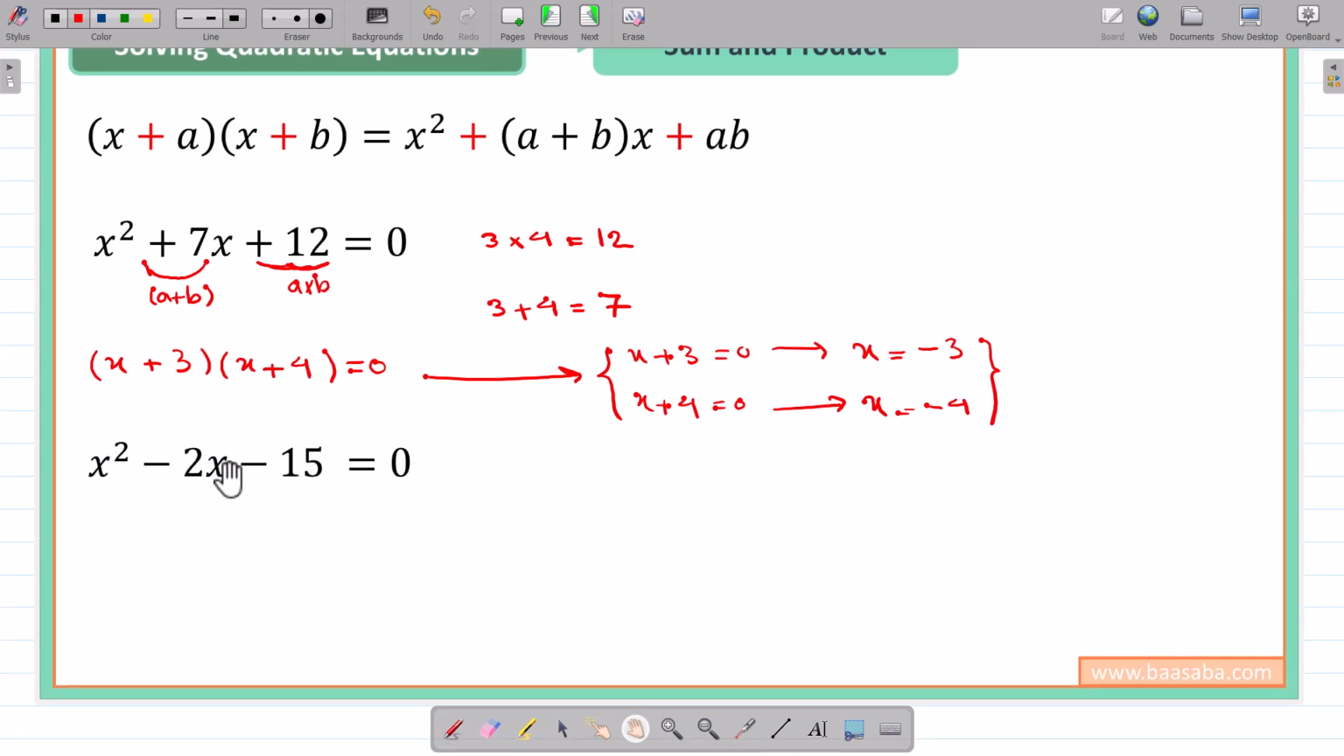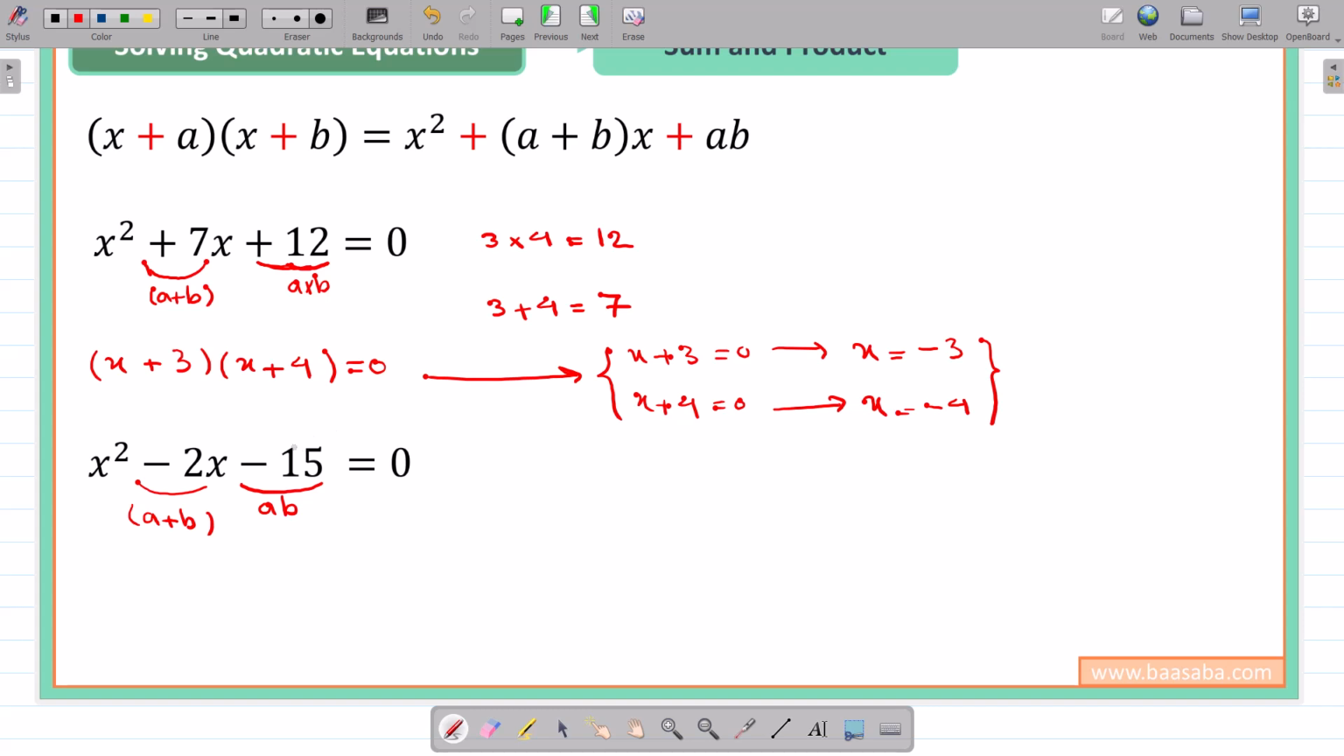Let's see this one. When our equation involves negative signs, we have to think a little deeper. First, we know that negative 15 is the product of a and b, and negative 2 is the sum of a and b. Let's take a look at the product first. It has a negative sign, so we know a and b must not have the same signs. One of them should be positive, one of them should be negative.